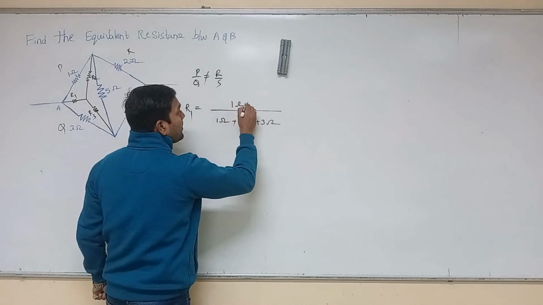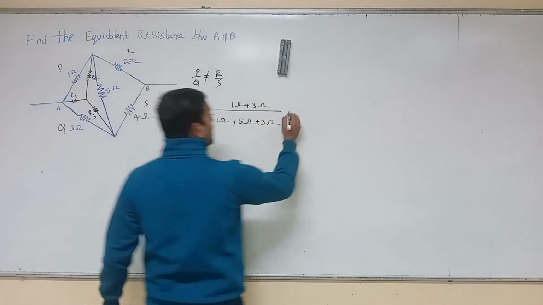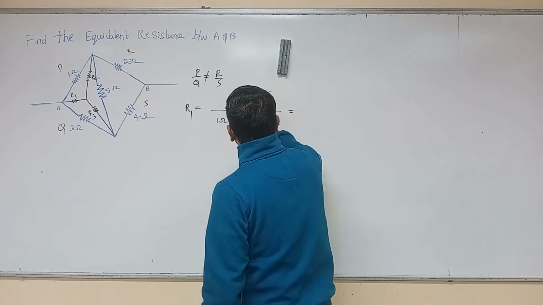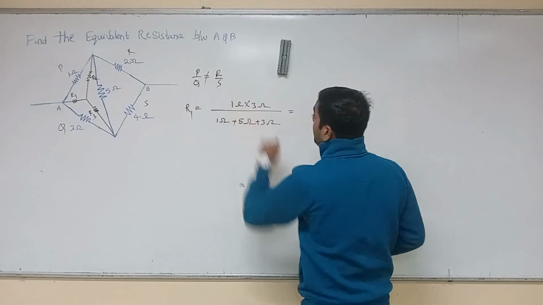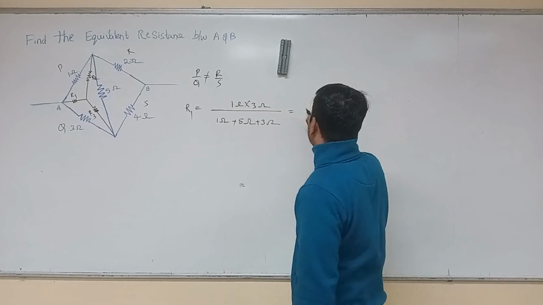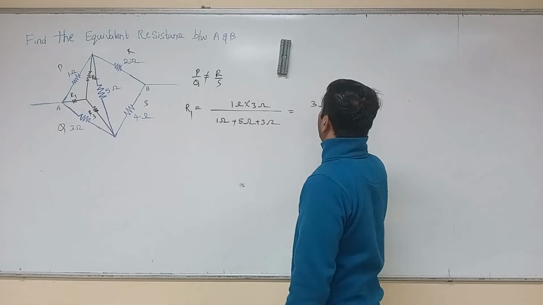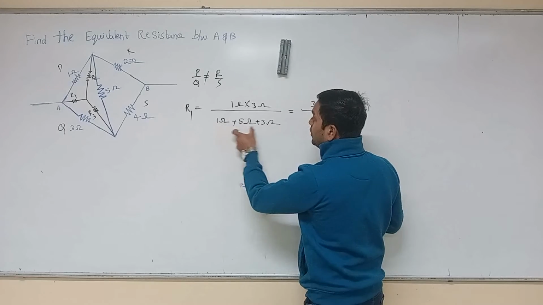So 1 ohm plus 3 ohms. Here we need to multiply. So here what happens? 1 ohm into 3 ohms will be equal to 3 ohms square. And here we are having 1 ohm, 5 ohms, 3 ohms.